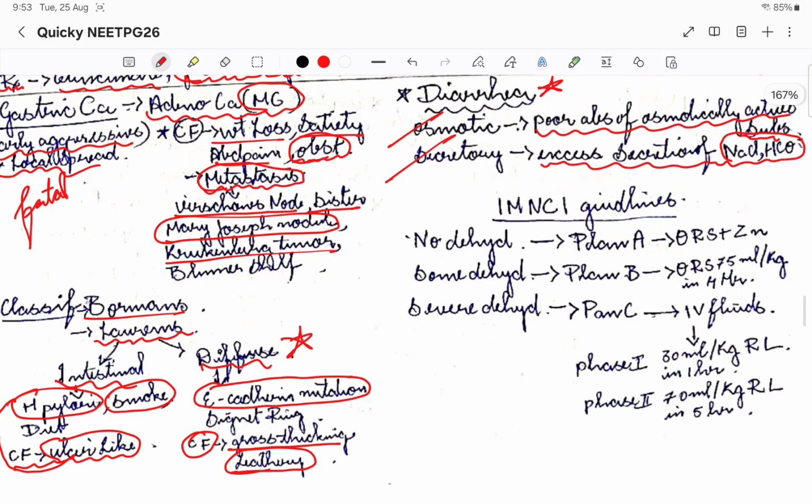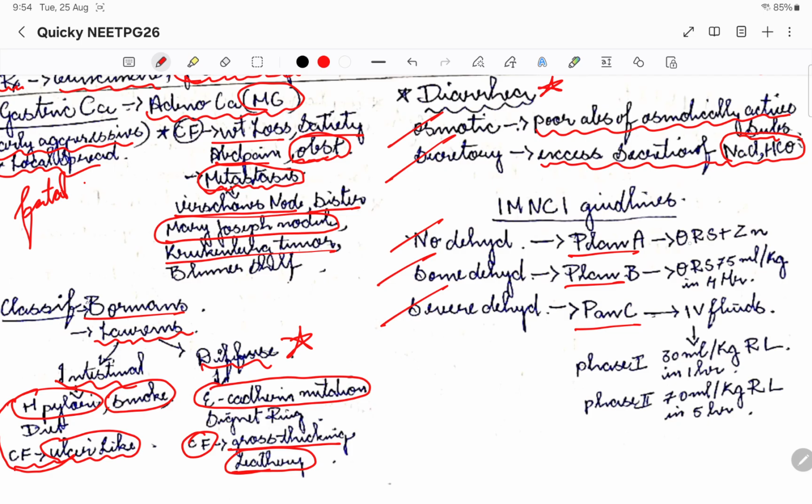Now coming to IMNCI guidelines. We also studied IMNCI guidelines with respect to pneumonia, right? That was no pneumonia, pneumonia, and severe pneumonia. Here, with respect to diarrhea, it is no dehydration, some dehydration, and severe dehydration that we divide the IMNCI guidelines into. We divide them this way because of how we manage them: plan A, plan B, and plan C.